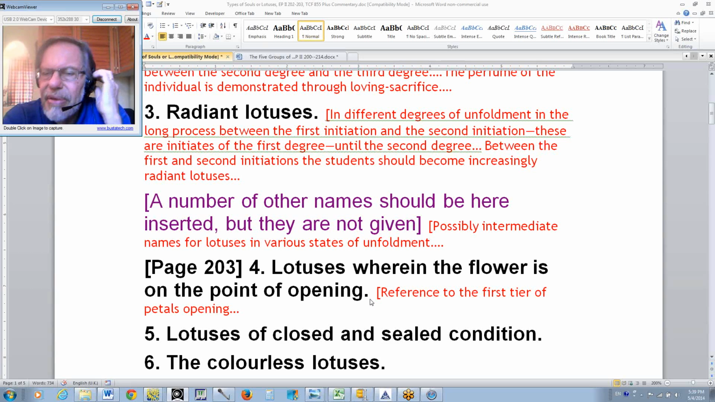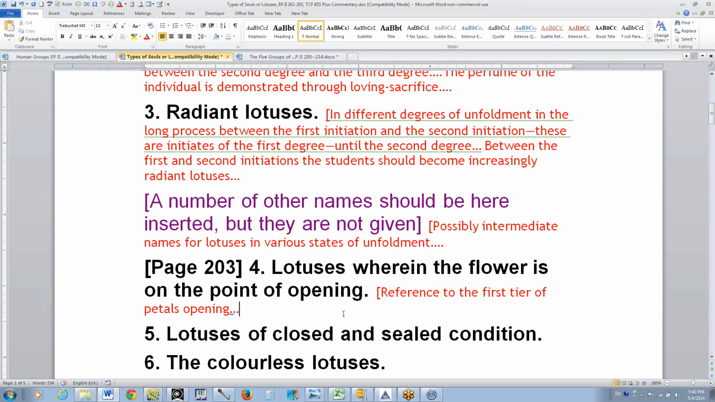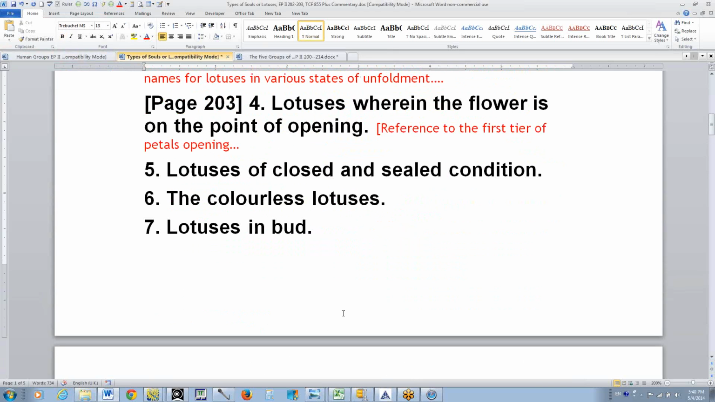Because if the lotus, well, there are lotuses in various degrees of unfoldment of the second tier, but they are not yet initiates of the first degree unless the second petal is fully opened. And when the third petal of the second tier is fully opened, you have the initiate of the second degree, and there's activity going on with the rod of initiation in the petals of sacrifice. So I do believe here we are talking about emergence out of the hall of ignorance. Now, it's kind of interesting, these other names all seem to refer to more or less the same condition. And maybe for a long time in the early days they are that way. Lotuses of closed and sealed condition.